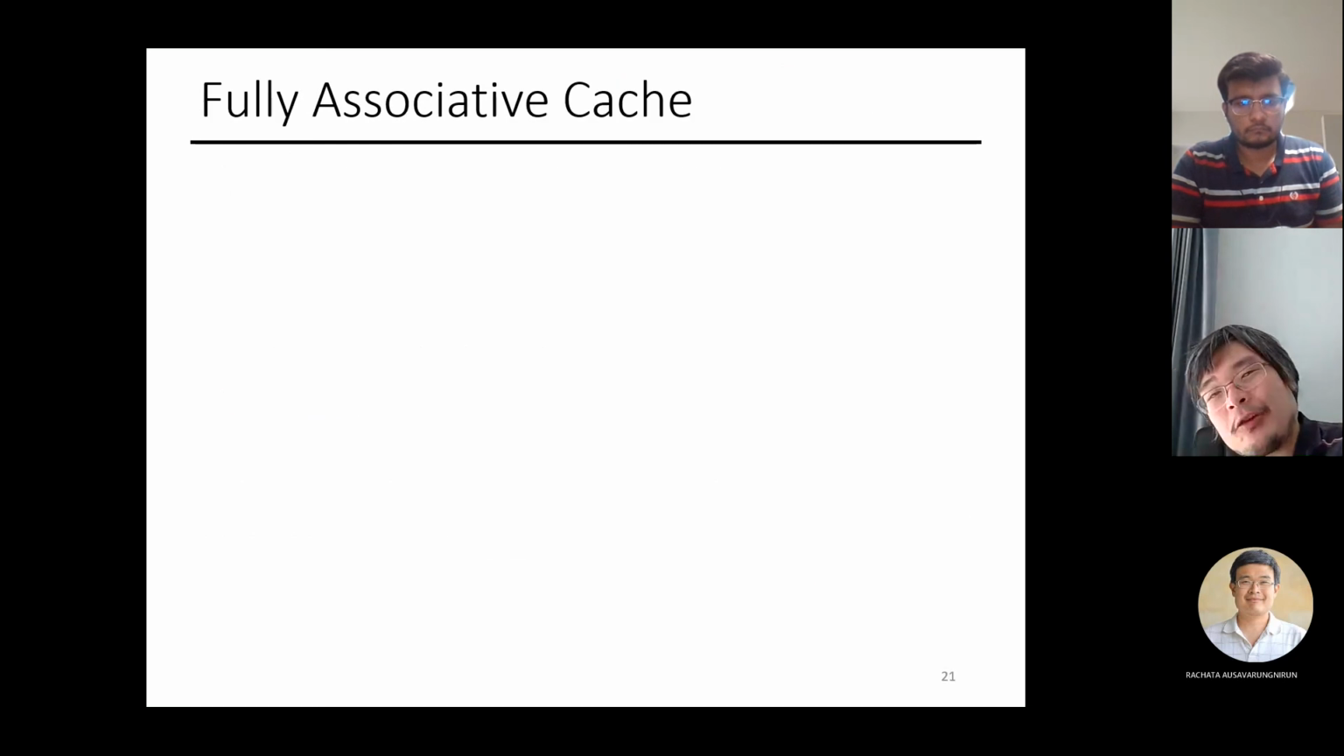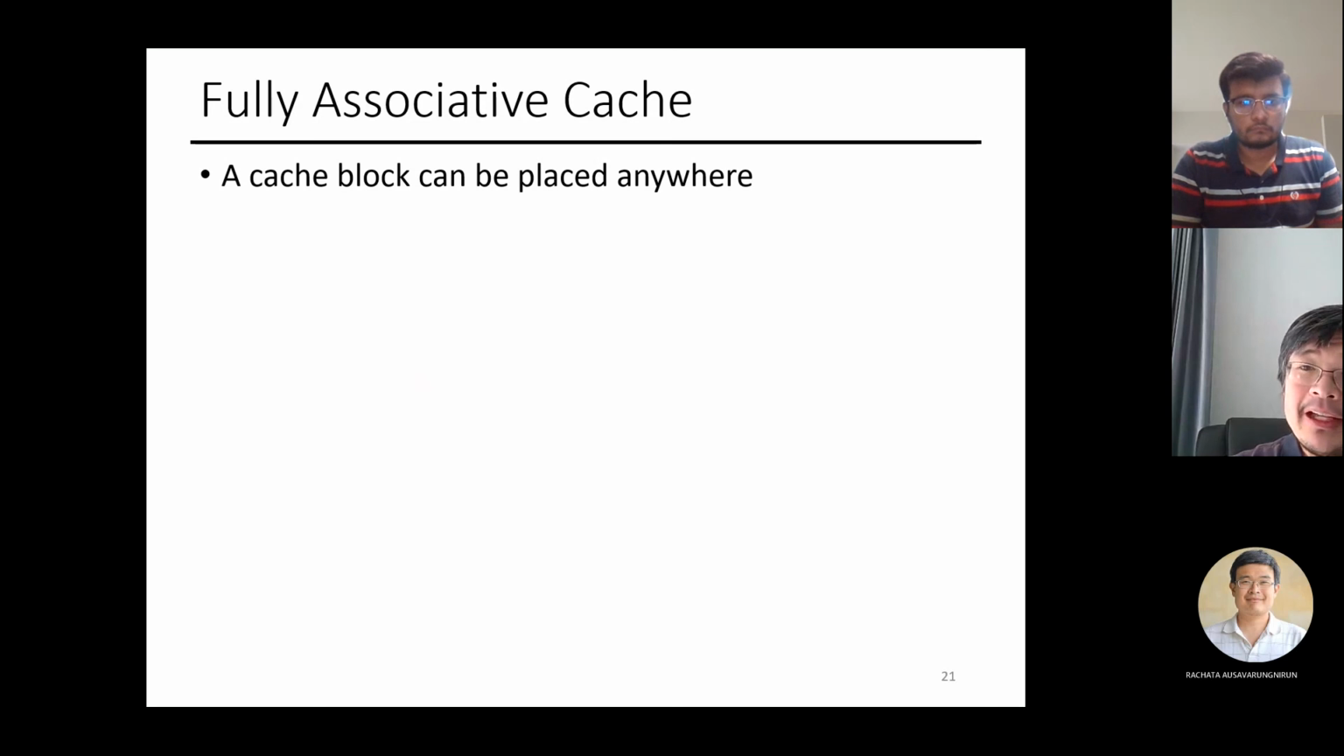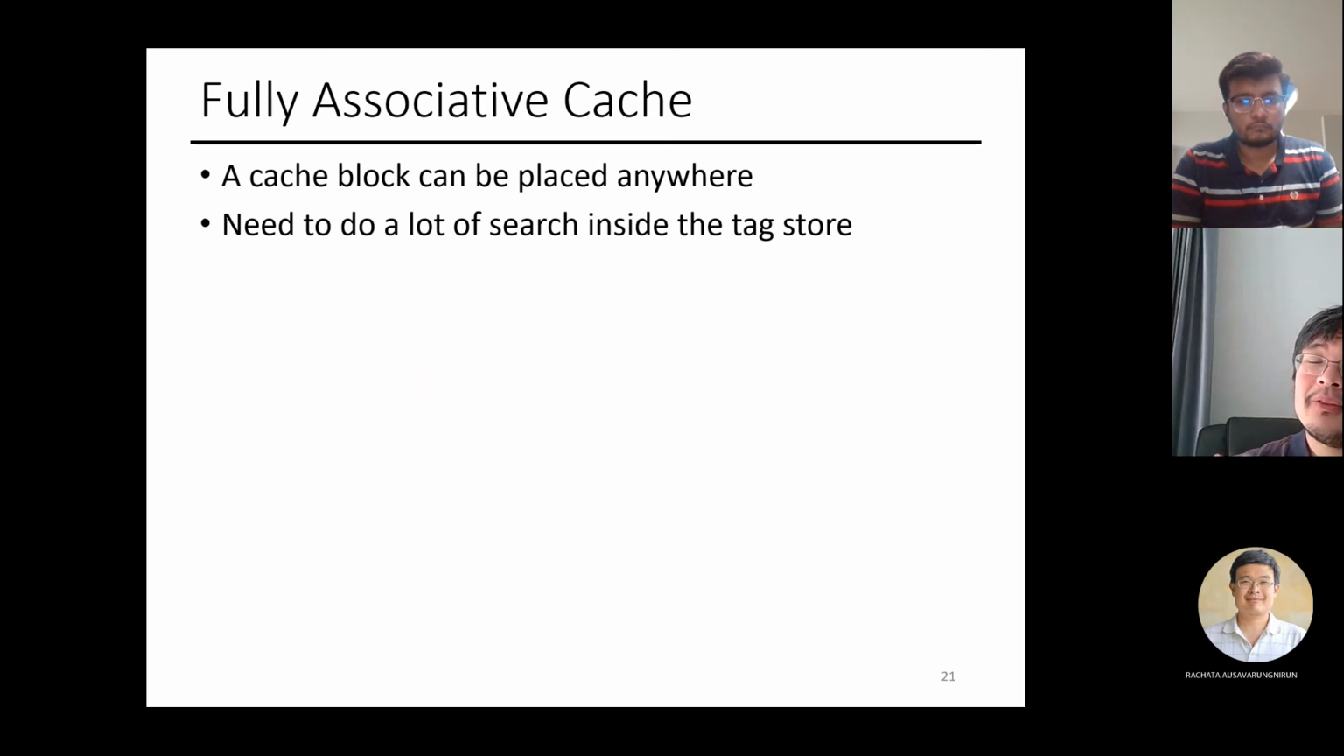And then you can go to the extreme: one set, and every cache block is in it. So you do a full search on the entire cache. This is called a fully associative cache. A cache block can be placed anywhere, and you need to do a lot of searching in the tag store. It actually works well if you want to make sure things don't get replaced because they map to the same set. So this can work really well.